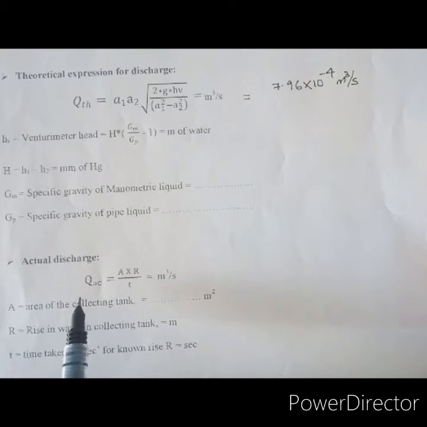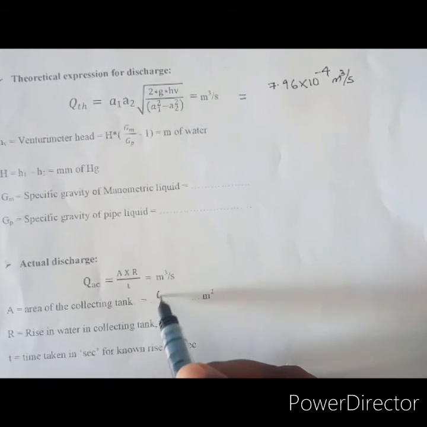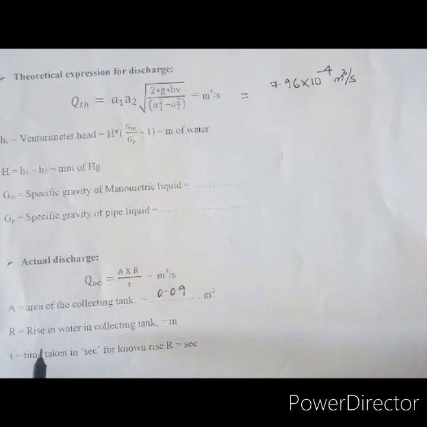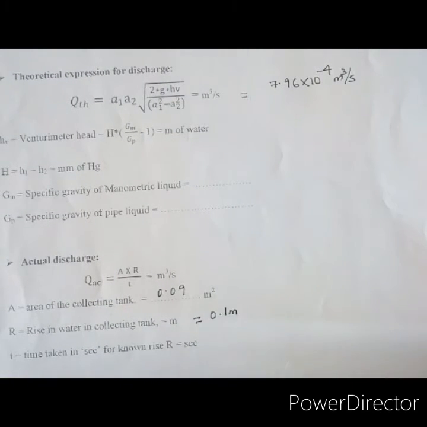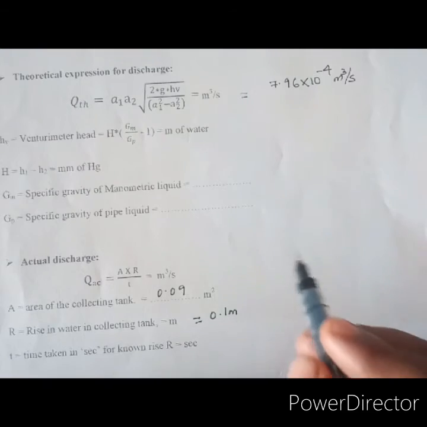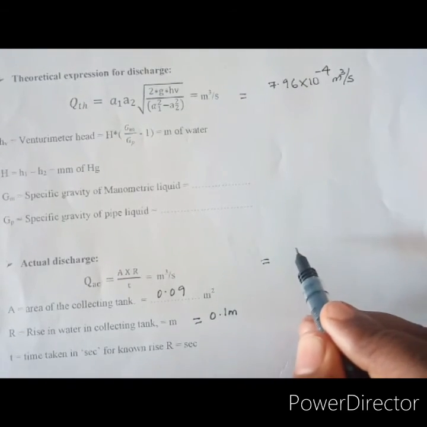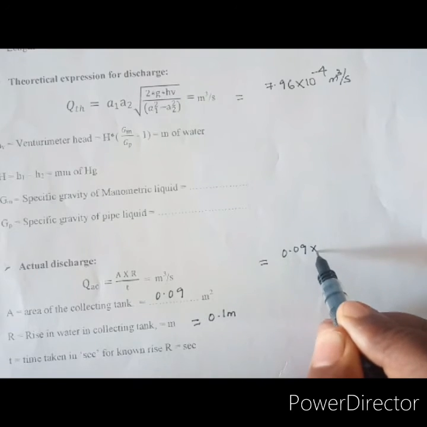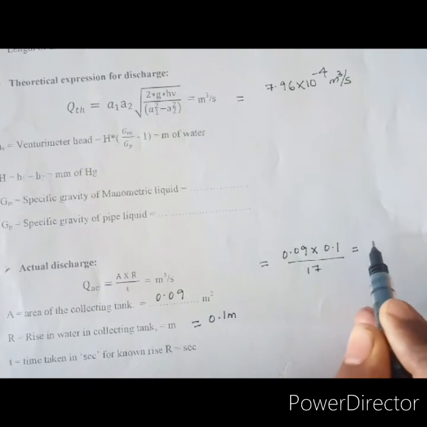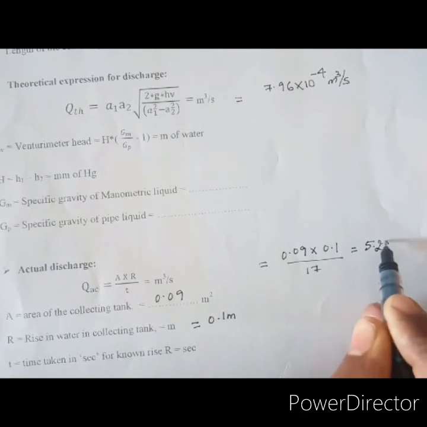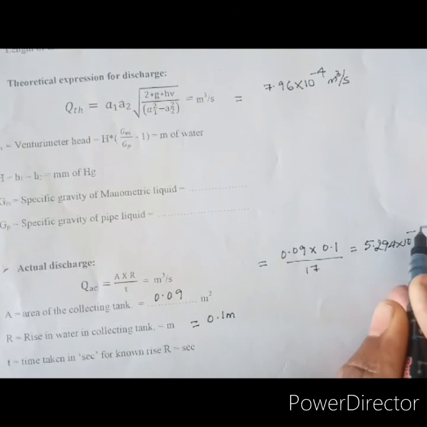The actual discharge through an orifice meter is given by the formula Q actual is equal to A into R divided by T, where A stands for the area of the collecting tank, which is taken as 0.09 meter square, R is the rise in water in the collecting tank, which is kept standard at 0.1 meter, and T is the time taken for the 0.1 meter rise in the water tank. Substituting A as 0.09, R as 0.1, and the time taken as 17 seconds, the Q actual will be 5.294 into 10 power minus 4 meter cube per second.